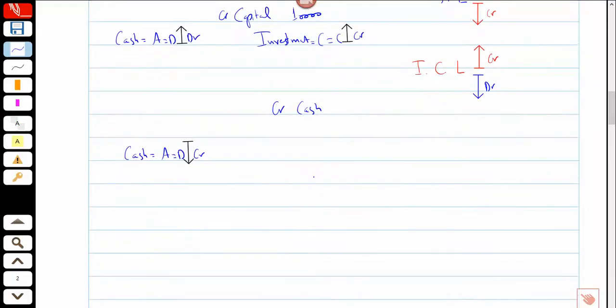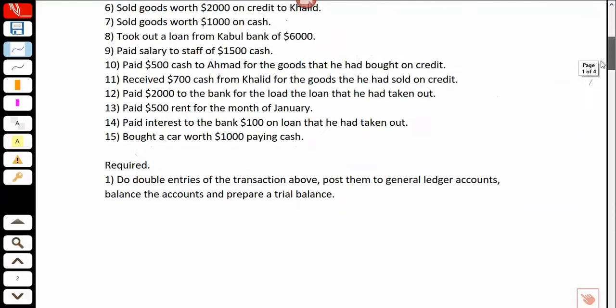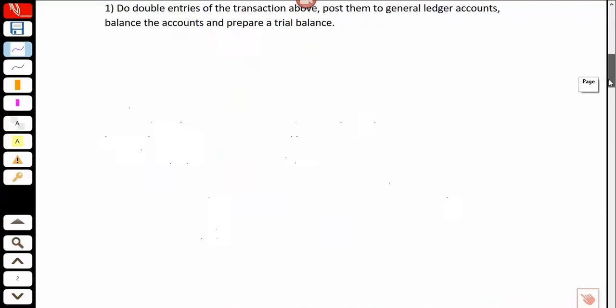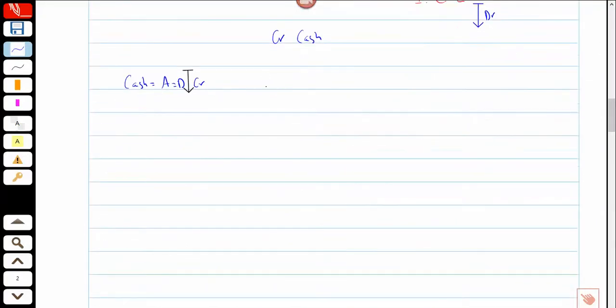And what happens to the other side? If you look here, what did we buy? We bought a computer. What is a computer? It is an asset. So, yeah, asset increase, so we record it. Assets are debit by nature. In this specific scenario, it has increased, so debit.